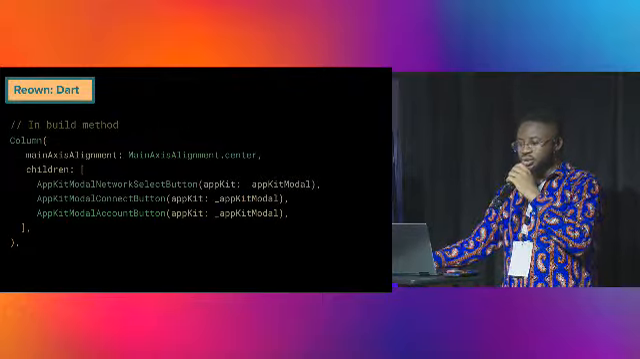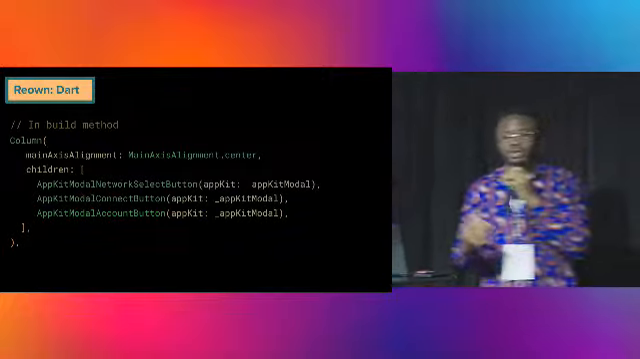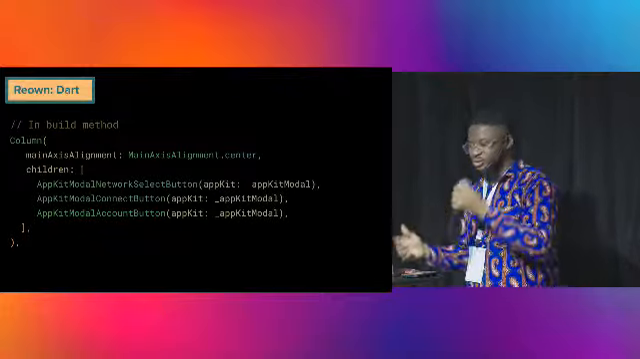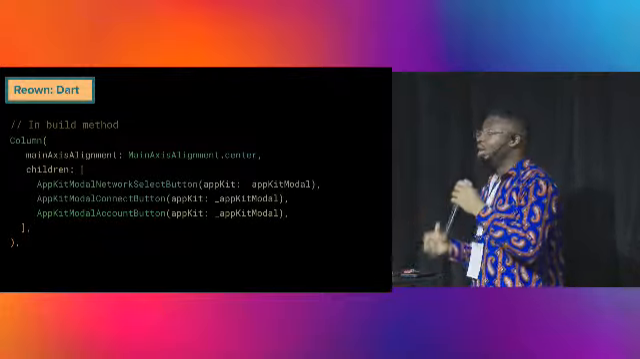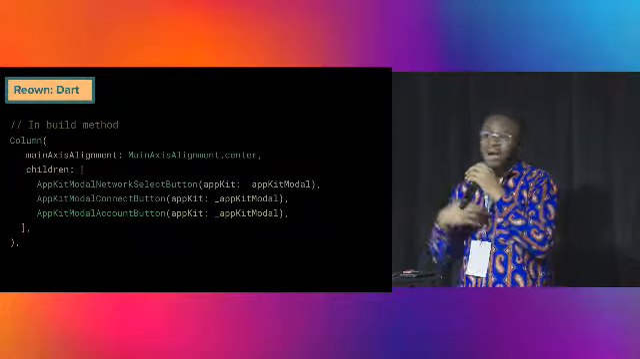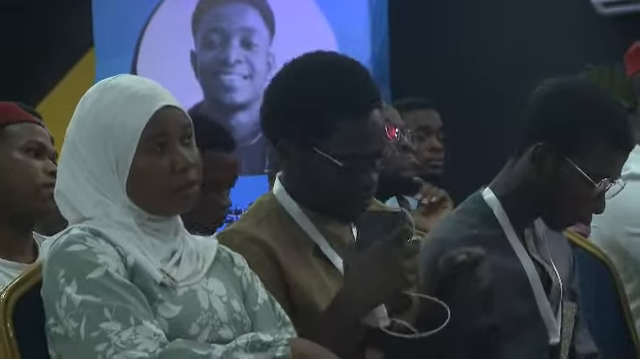So the code you see currently is a simple column, and yes, the Flutter widgets are a mouthful: AppKit modal select button, AppKit modal connect button, and all of them. But the idea is that they provide widgets, which I won't even use, but they provide ways to authenticate, so you can definitely have your own custom UI. But now this is what that UI looks like.